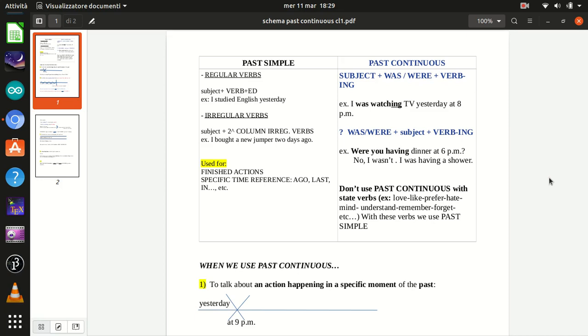Hello to everybody. Today we are going to study a new past tense that is called past continuous.